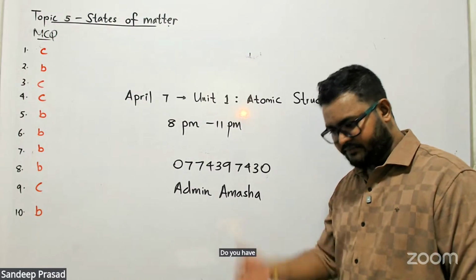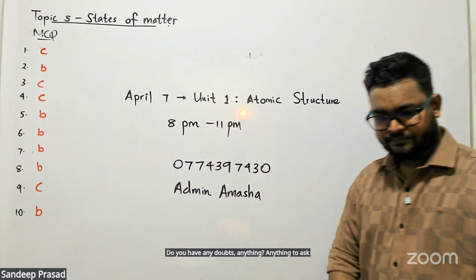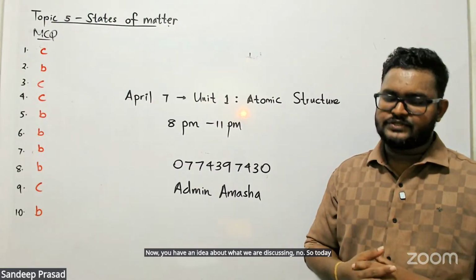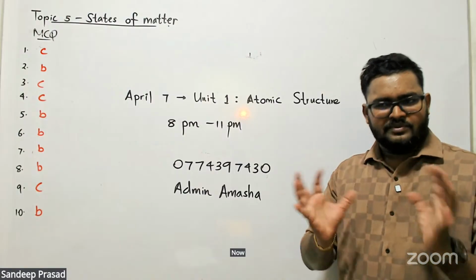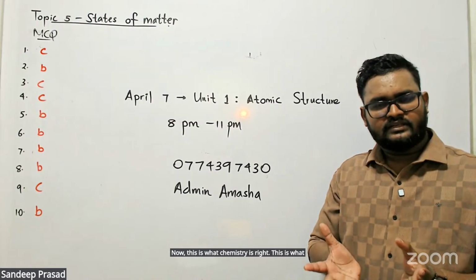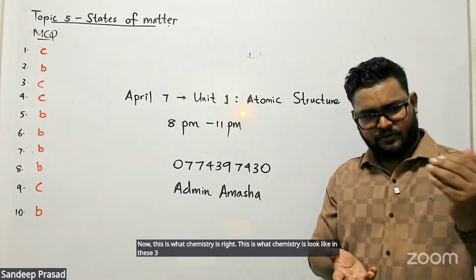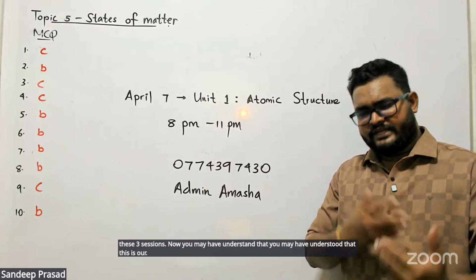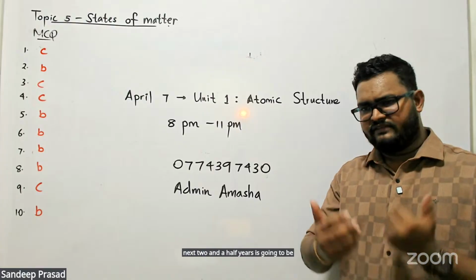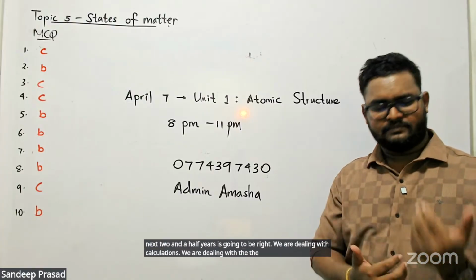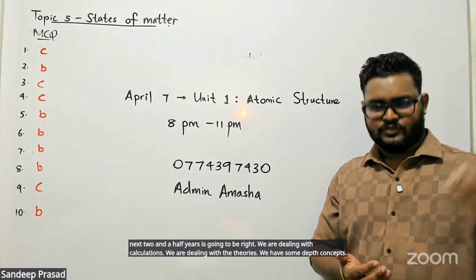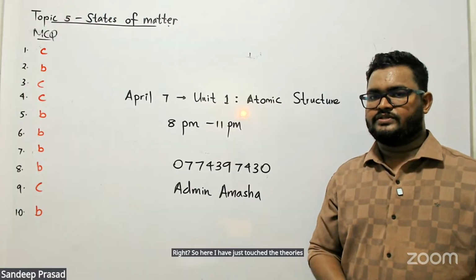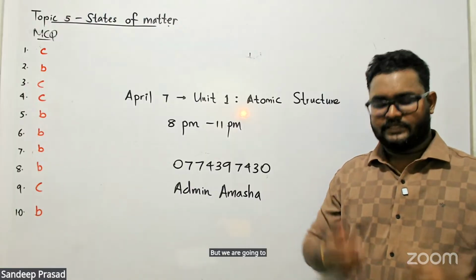Do you have any doubts, anything? Anything to ask? Now you have an idea about what we are discussing, no? So today we did some calculations also. Now this is what chemistry is, right? This is what chemistry looks like. In these 3 sessions, now you may have understood that this is what our next 2.5 years are going to be. We are dealing with calculations, we are dealing with the theories, we have some in-depth concepts. Here I have just touched the theories, just touched the calculations, but we are going to discuss deeper things in the upcoming sessions.